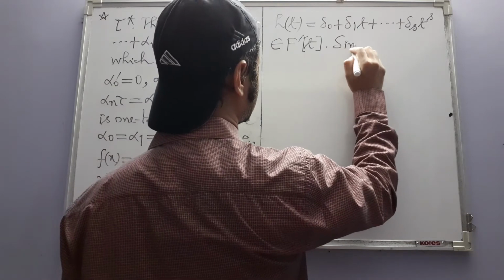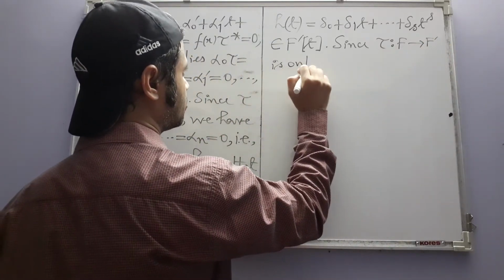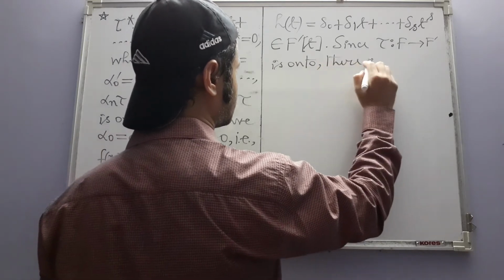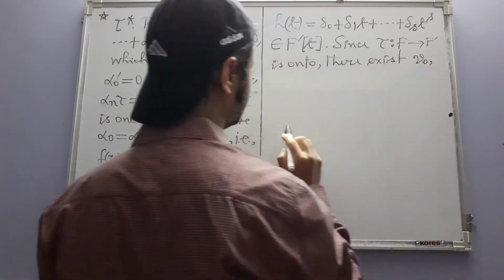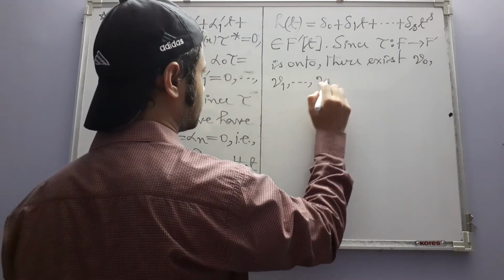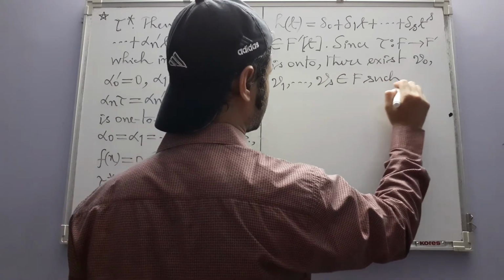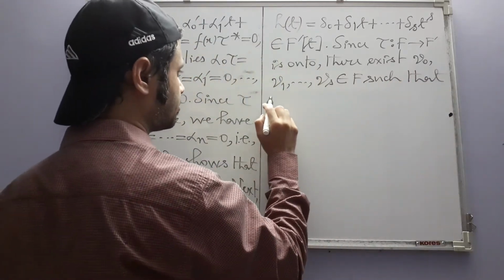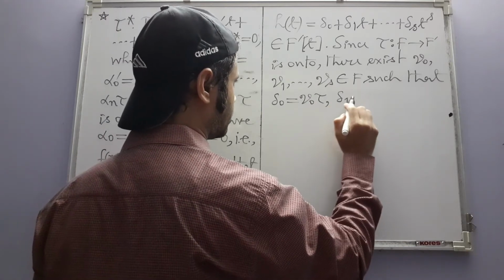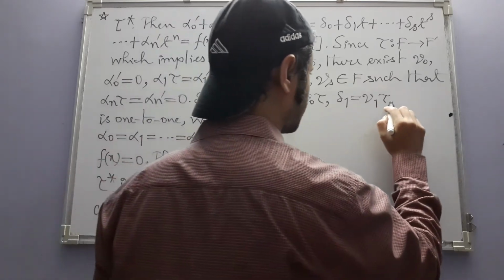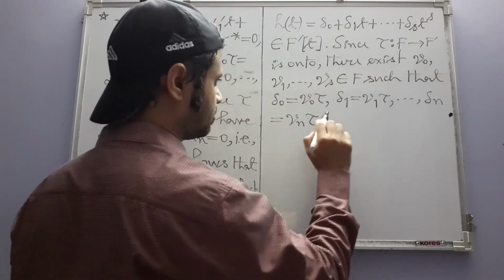since tau from F to F prime is onto, there exists nu naught, nu 1, etc., nu s belonging to F such that delta naught is nu naught tau, delta 1 is nu 1 tau, and delta n is nu n tau.